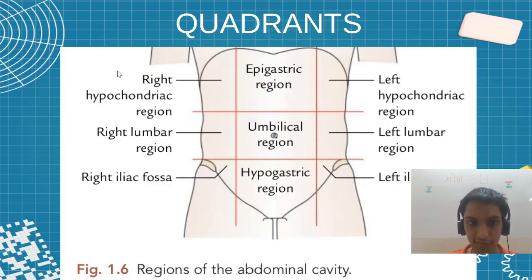Please take it as alright. So this will be left and this will be right. So hypochondriac, lumbar and the iliac fossa. These are the 9 quadrants of the abdomen.